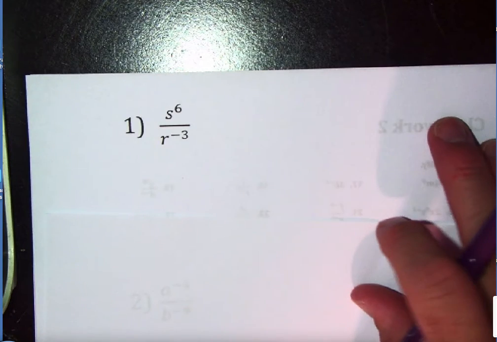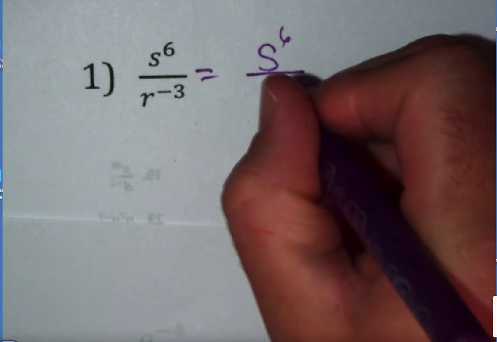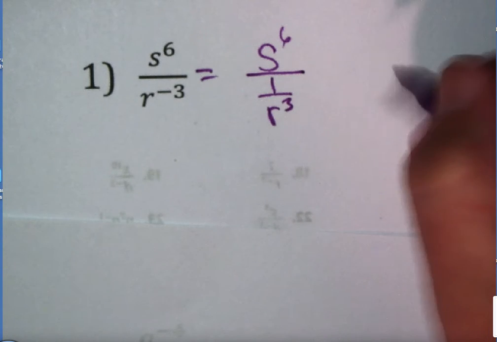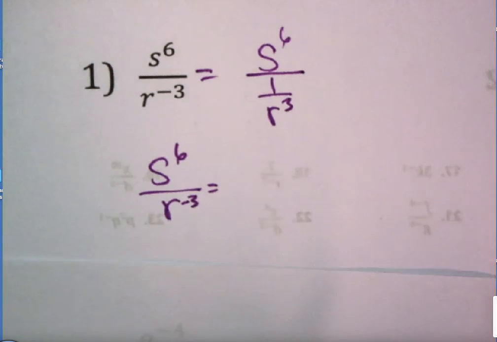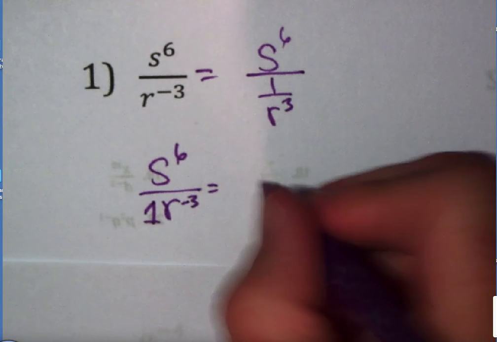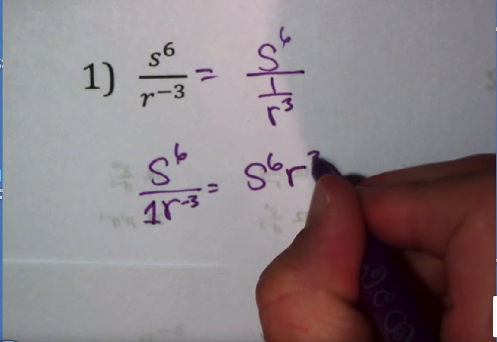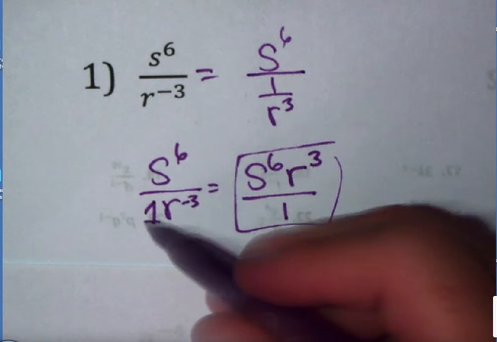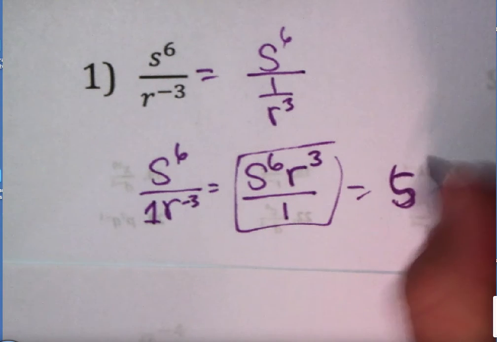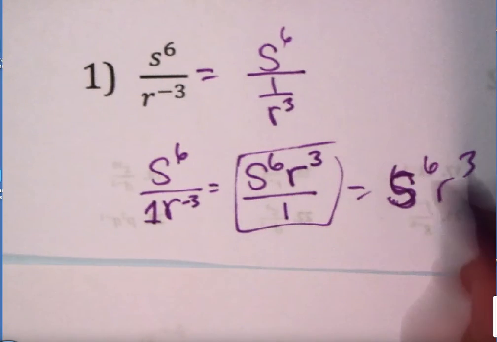All right, number one. Okay, you could write it as S to the sixth over 1 over R to the third, and do the math, or you could just simply know S to the sixth is going to stay where it is, and R to the negative third is going to shift up to the numerator, put it over 1. That 1 stays where it is, and if you want, you just say S to the 6, R to the 3rd.